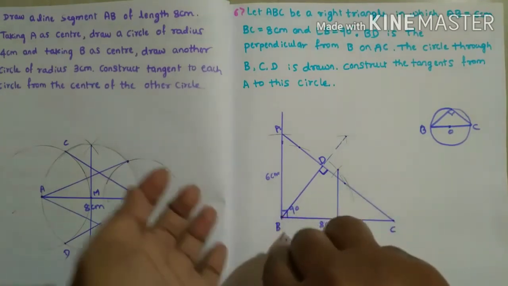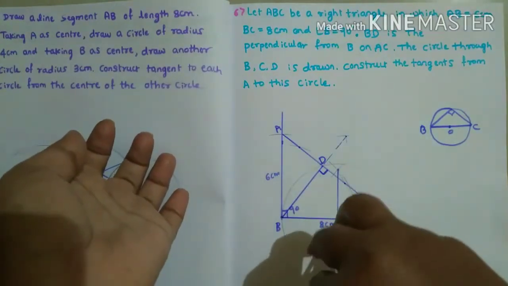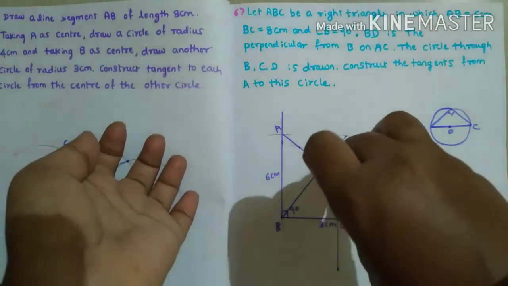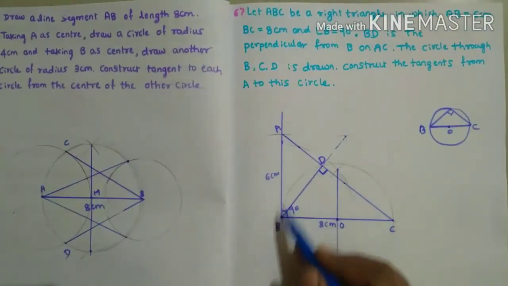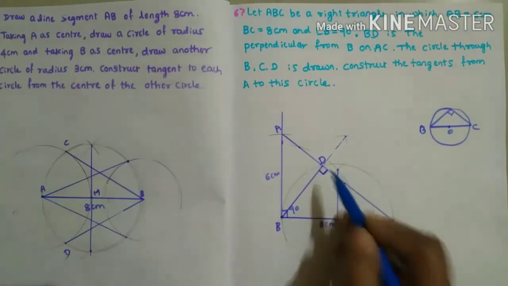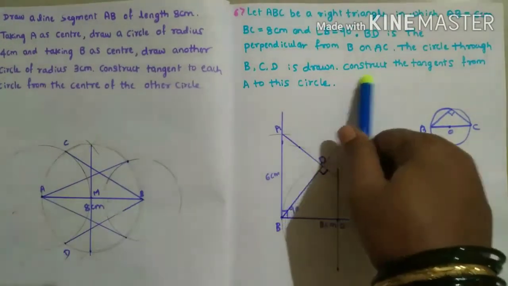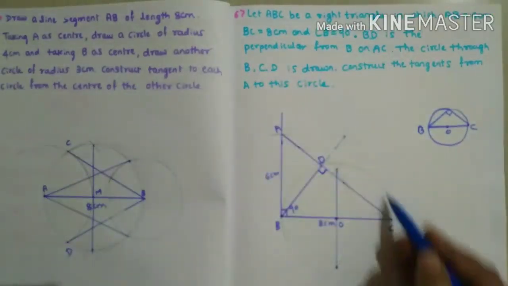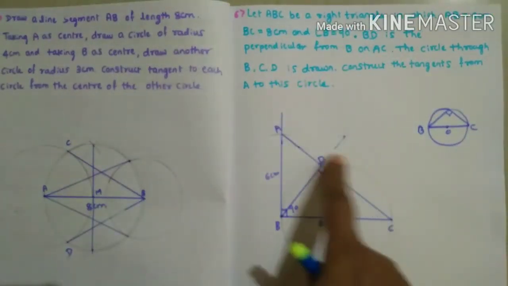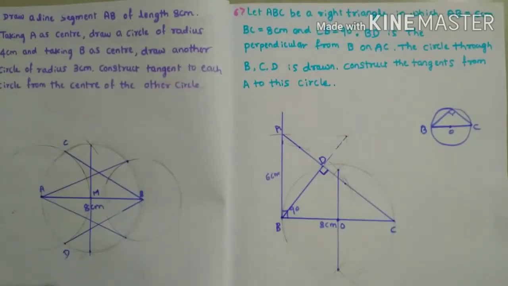That circle will pass through B, C, D. See, you can observe it, the circle is passing through B, C, D. Over, this construction is done up to here. Then what they told: construct the tangents from A to the circle. Whatever circle we have drawn now, to this circle we have to construct the tangents from the point A.